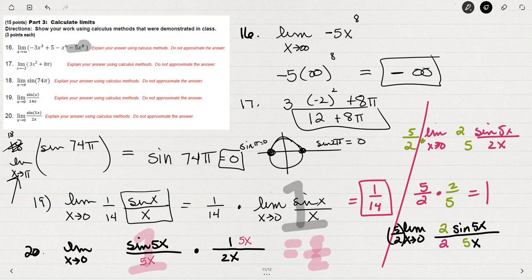Just in case you didn't fully get that, let me finish this out. These 2's would divide out, and now we have our sine 5x over 5x, which goes to 1, and then our result 5 over 2.